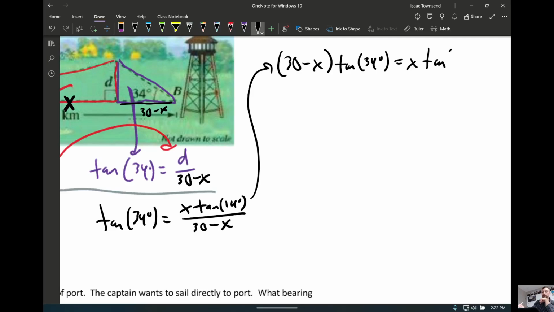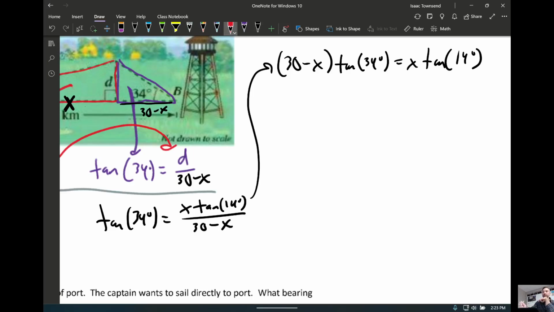Why do you think I consider that an improvement over this? How does that help us solve for x? Well, what does this equation have that this equation doesn't have? Good. This one's got fractions, this one doesn't have fractions. That's why I chose to do that. I think that's an improvement.